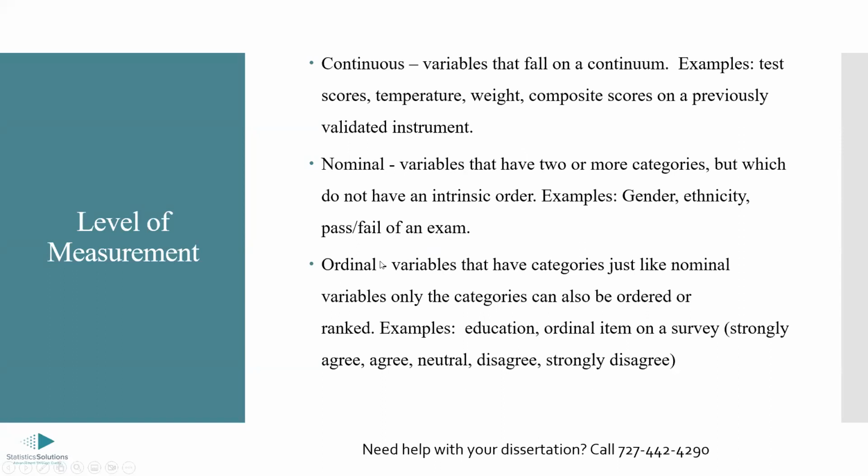Then we have ordinal variables, which are a subset of nominal. And you can see the word order is in there. So you do have an ordered or ranked category. Something like education could be considered ordinal, where it goes up a hierarchy or up a ladder. You could also have a Likert scale survey question. If you have one Likert scale survey question from strongly disagree to strongly agree, then that is considered ordinal as well.